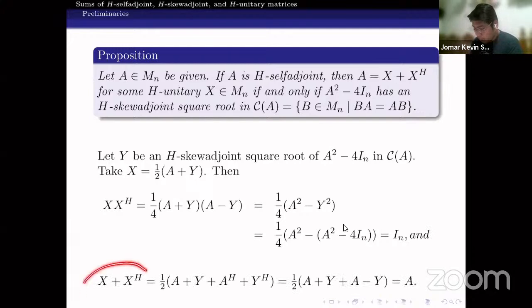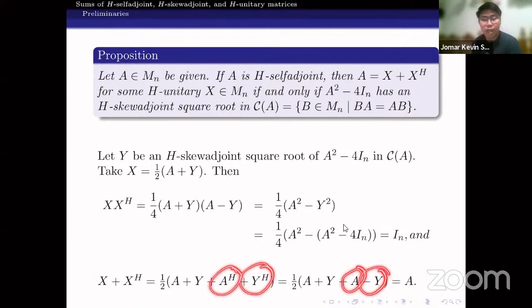So next, we compute for X plus X to the H. Yan, direct computation lang. Again, A to the H equals A, and Y to the H equals negative Y, since A is H-self-adjoint, Y is H-skew-adjoint. So eventually, we will get A.